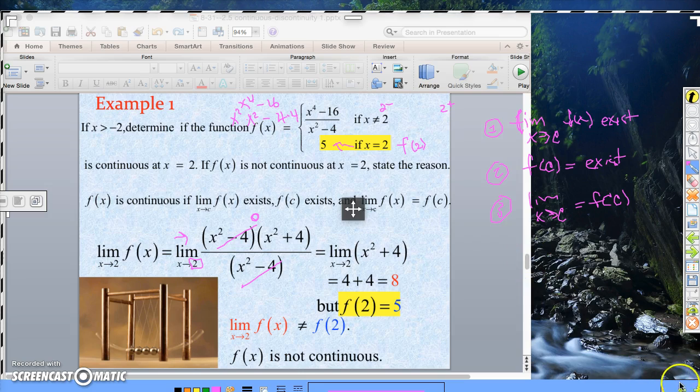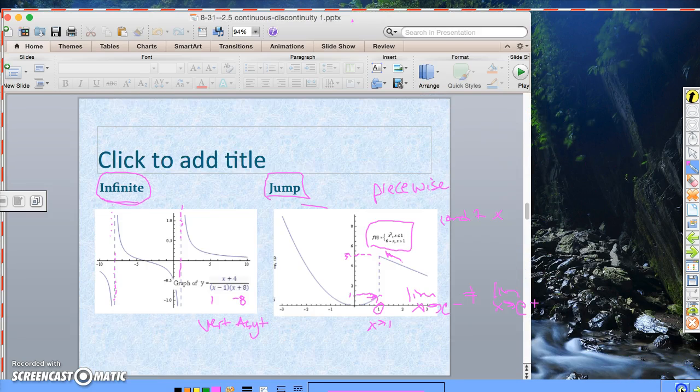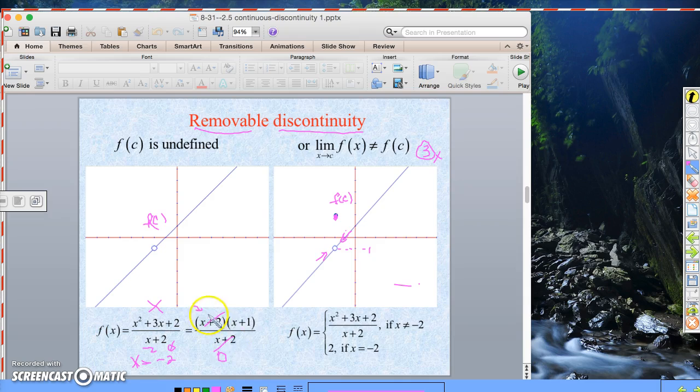Okay? It looks like this one. See that? We can reduce, so there's a gap at 2. There's a gap there. Okay?